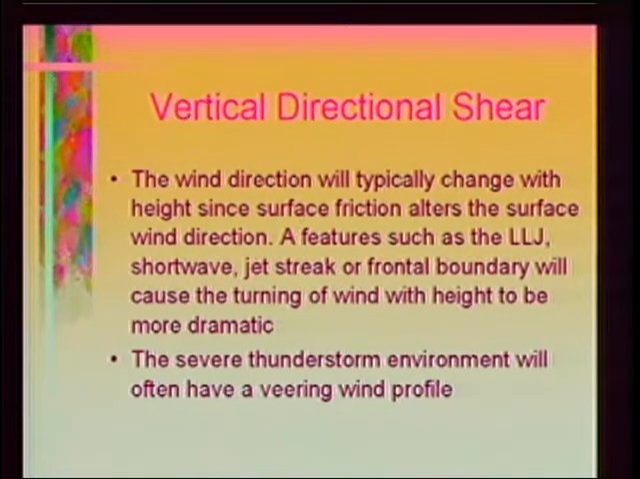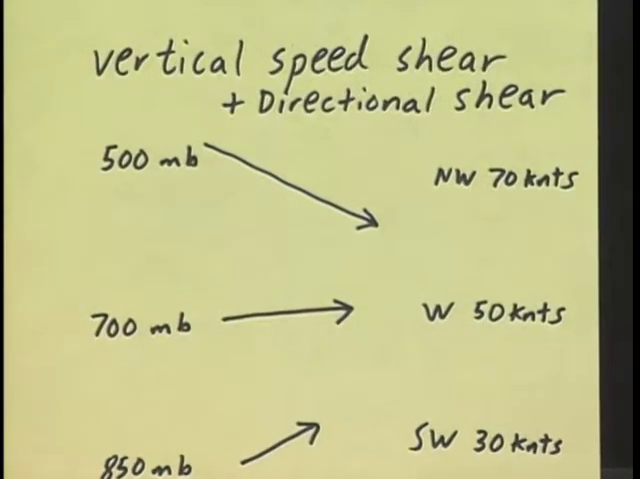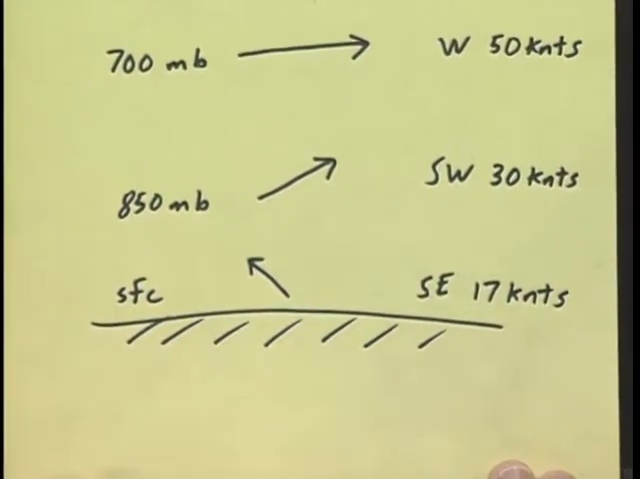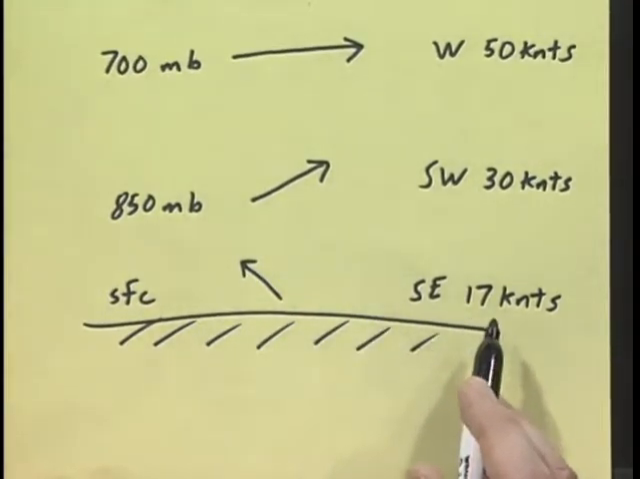The severe thunderstorm environment will often have a veering wind profile. And that veering wind profile is a clockwise turning with height. And we'll go to the overhead camera and take a look at both vertical speed shear and directional shear, our change in wind speed and direction with height. We'll start off at the surface. At the surface, we're noting that the wind is from the southeast at 17 knots.